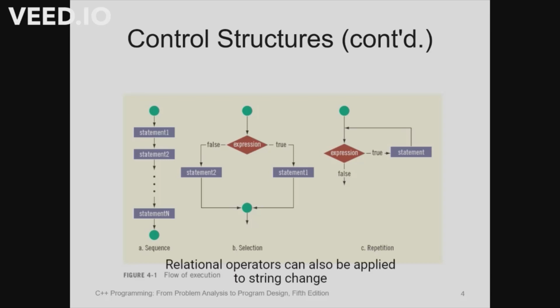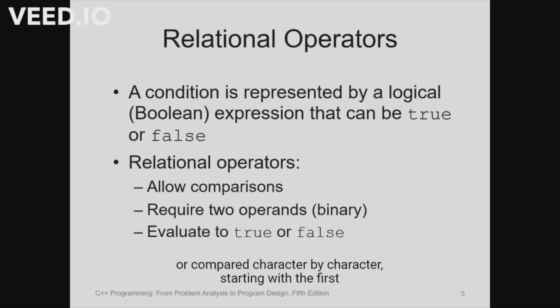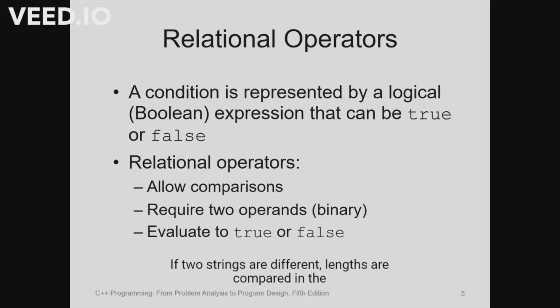Relational operators can also be applied to strings. Strings are compared character by character, starting with the first character, or the first position, of the string. Comparison will continue until either a mismatch is found or all characters are found equal. If two strings of different lengths are compared and the comparison is equal up to the last character of the shorter string, then the shorter string is less than the longer string. Let's take a look at an example on the next slide.